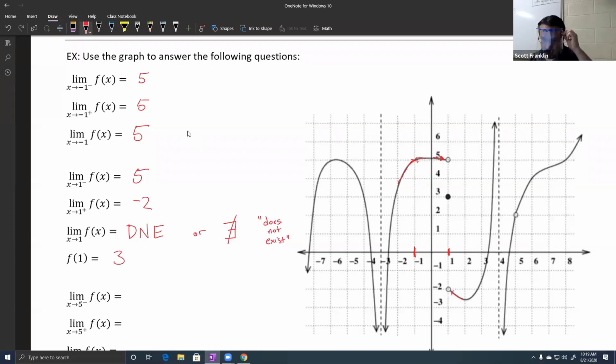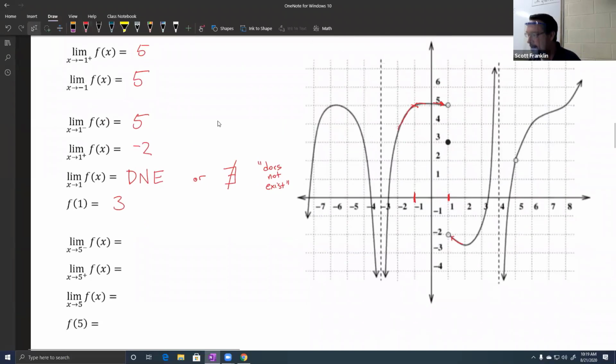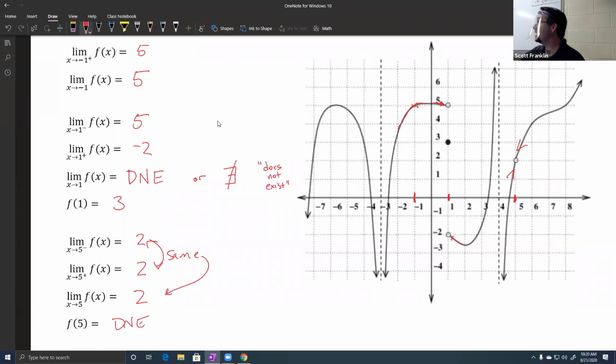Okay. All right. What about 5? From the left, it is 2. From the right, coming into 5, 5's right here. From the left, it's 2. From the right, it's 2. So what's the limit? 2. If those are the same, then that's the value of the limit. What's the value of the function at 2? D and E, because there's no dot. So you can actually have functions whose limit exists, but the function itself does not have a value.